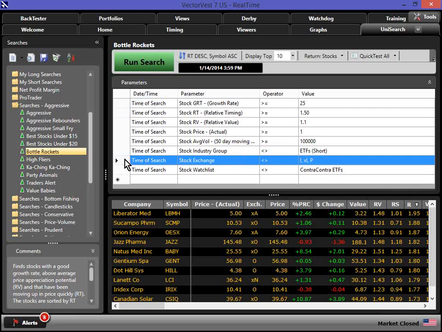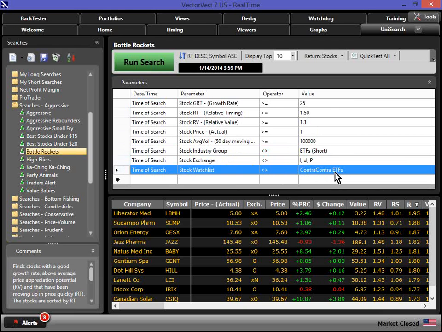I'm going to go through the pre-built searches, then we're all going to build one together. Basically this is saying I don't want to look for contra ETFs. Those are basically ETFs that are commodities or volatility indicators. So these 5 criteria are on each search. Let's take a look at what makes this search unique.